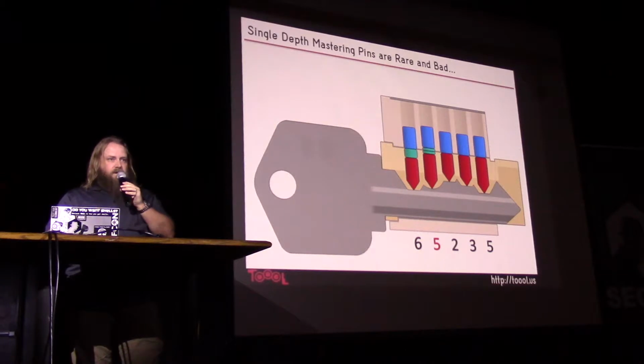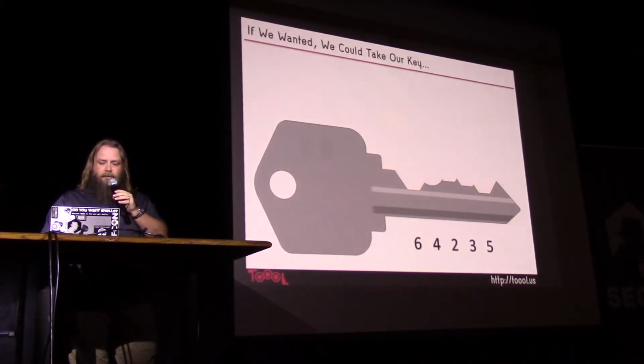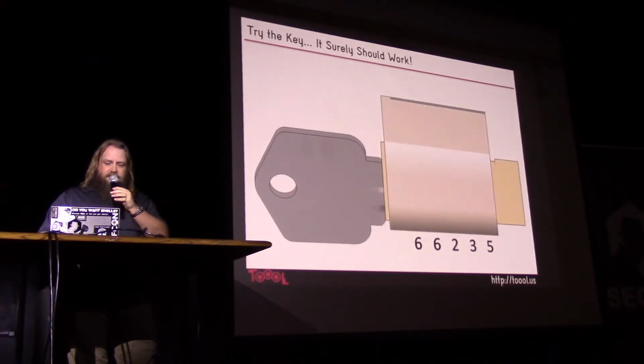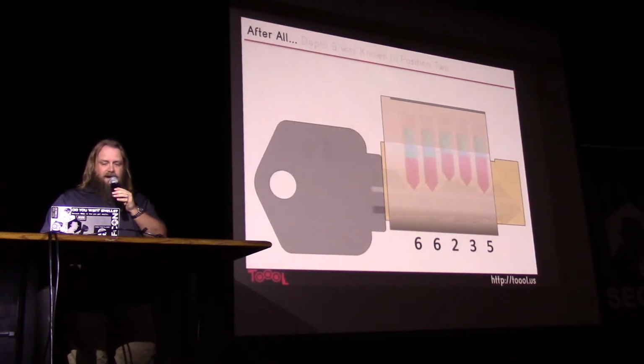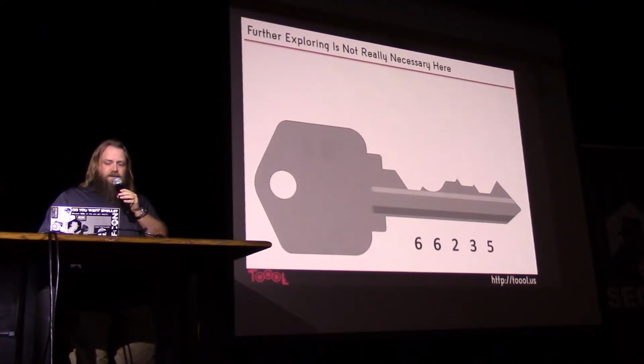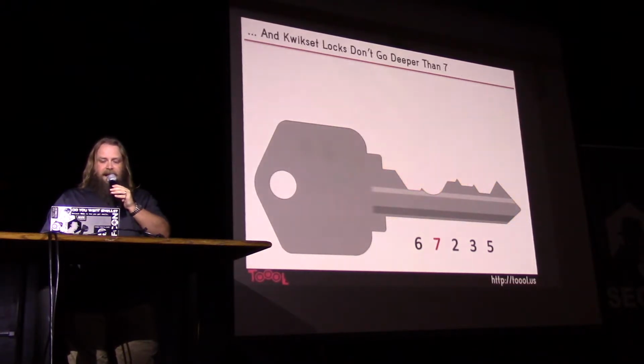We found 4, and we know that 6 is valid from our change key, so we're not going to have anything at 5 or 7. If we really wanted to, we could test them. We're not going to. Again, this should work. This is from our provided change key. Okay, so further exploring, not necessary. Same with the depth of 7. As I said, we don't do single depth pins. And quickset locks don't go past 7.